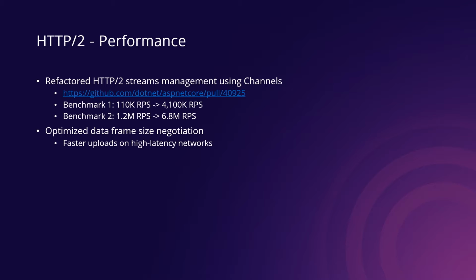Another perf improvement that was made in .NET 7 for HTTP2 is how the data frame size negotiation has been updated to allow for faster throughput when the network has a high latency. So that's also very important. And like your uploads could go like from 40 seconds to 5 seconds because of this change.